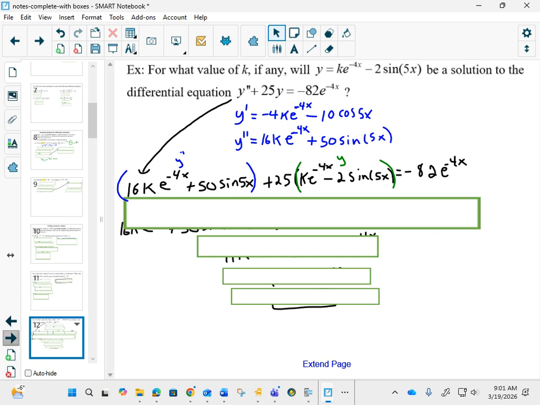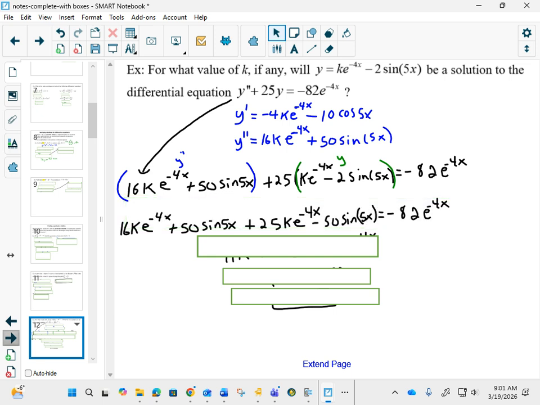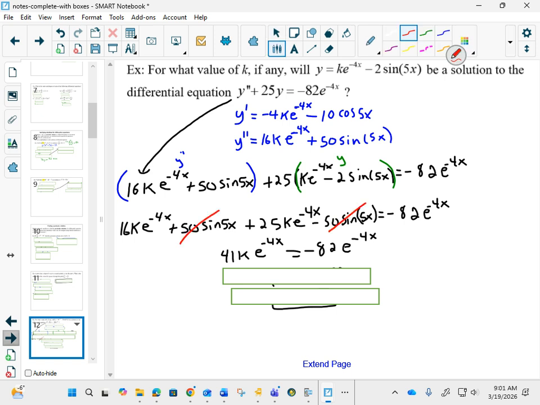So now you have this huge big equation, and you have to see if there's a k value that makes this work. Well, what could we do? We could put together some like terms. So if I distribute that 25 into those green brackets, I notice how nice this is, that the sine part goes away.